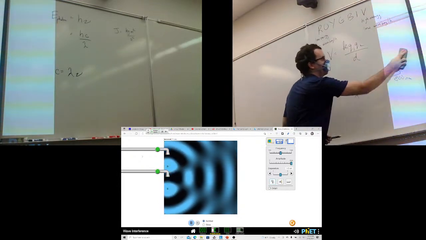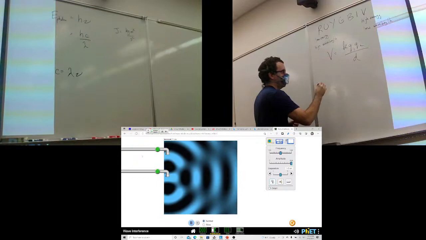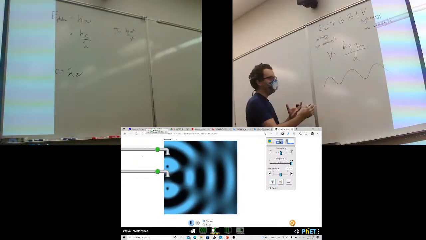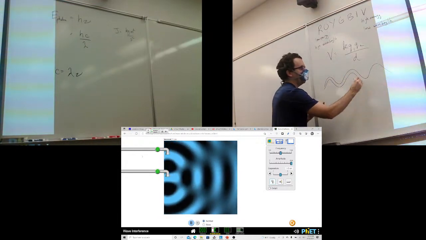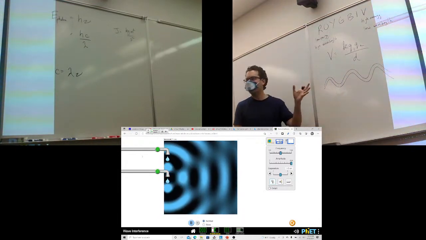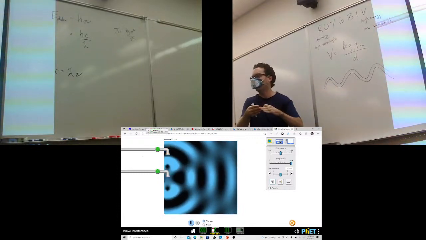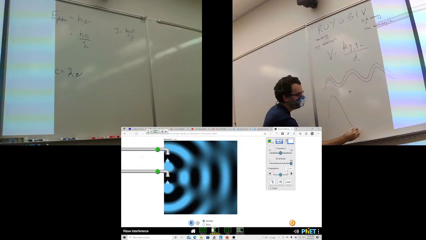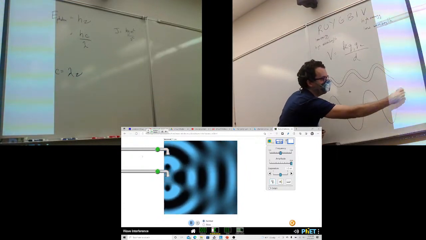One is called constructive interference. So if I've got a wave that looks like that, and another wave comes in and overlaps it, we call this in phase, where the peaks and the troughs match up, then these two will add together and make a really large wave like this. The amplitudes will double.